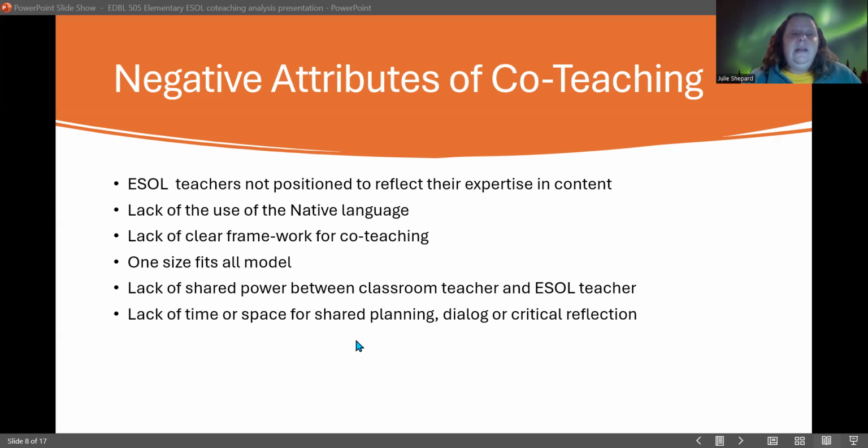The other big part is that usually the classroom teacher and the ESL teacher don't have shared power. And so the ESOL teacher is treated more like an aide in the classroom as opposed to a teacher, and there's not a balance within how they teach together. And then, of course, the lack of time and space for them to work together and collaborate.